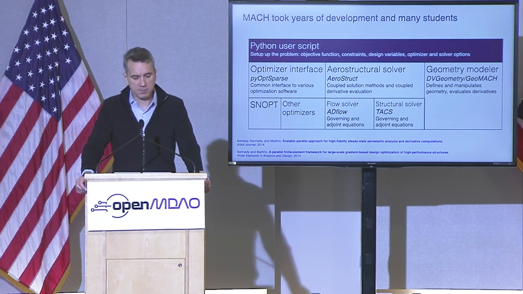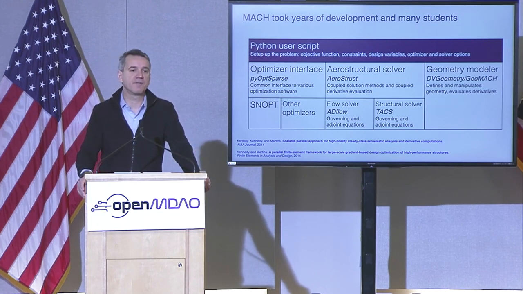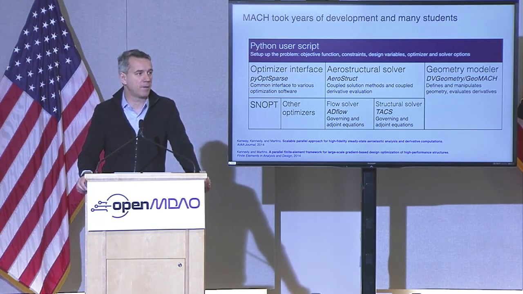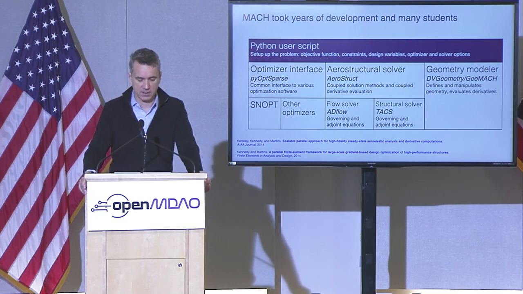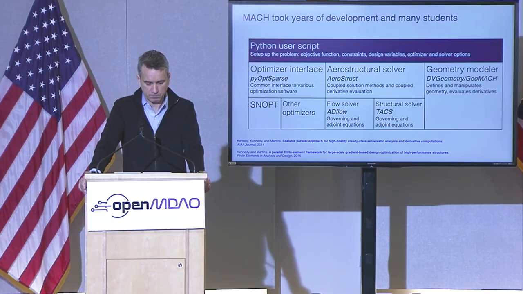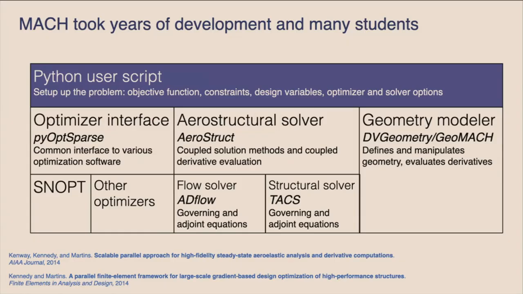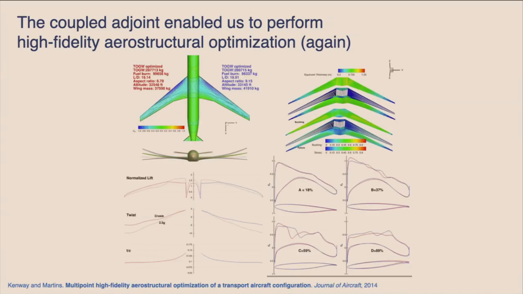Another thing we developed was pyOptSparse, which is this common interface for many different optimizers. Again, it's open source, and the whole framework, the MACH framework, is open source. Right, so this enabled us to do this kind of optimization.